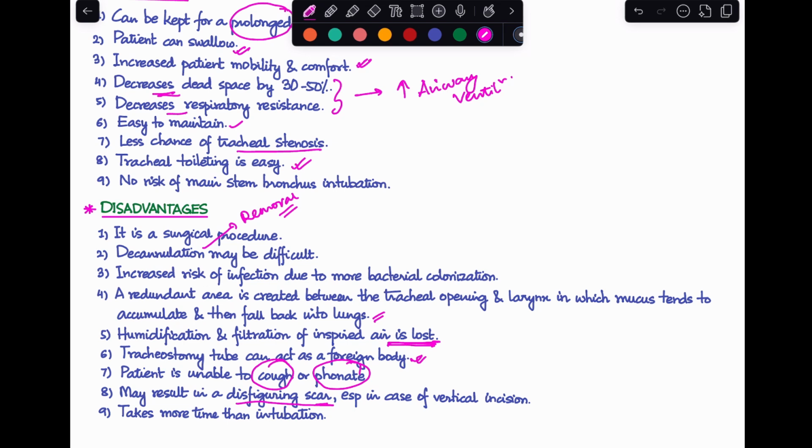So these are our advantages and disadvantages of tracheostomy. That's all for our class today.